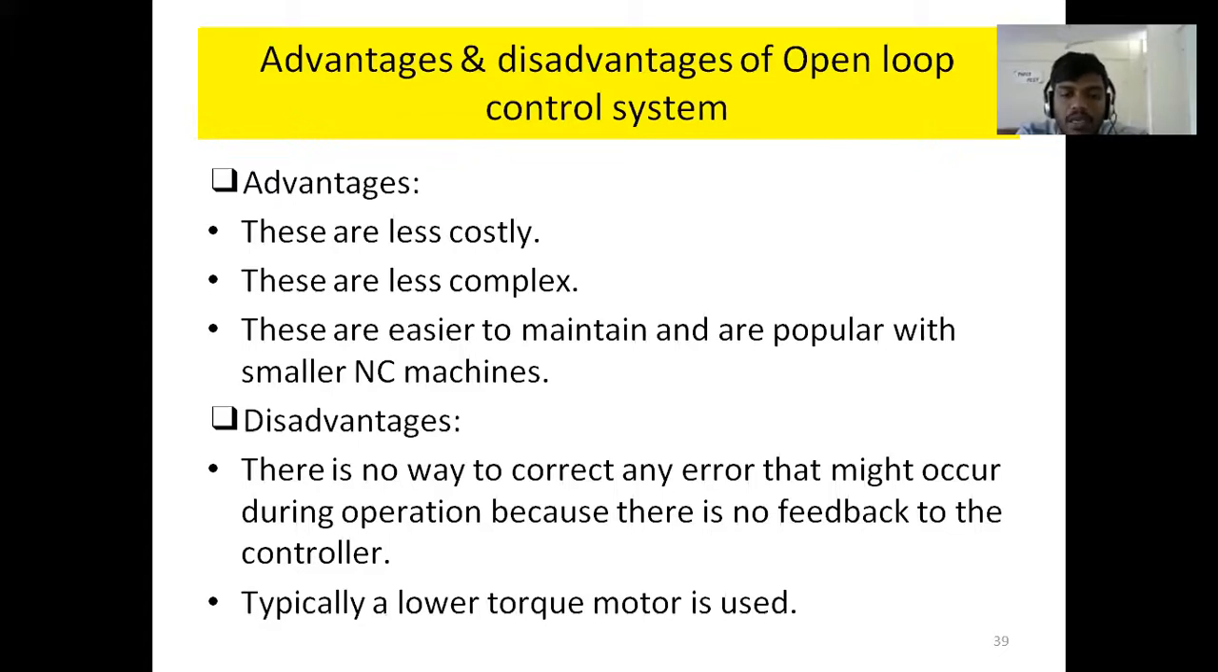Typically a lower torque motor is used. याचा डिसएडव्हान्टेजेस काय आहे की लोअर टॉर्क असणारी मोटर ही यूज करावी लागते. ठीक आहे, ह्या सिस्टीमचे हे तोटे आहेत आणि ह्याचे हे फायदे आहेत. कशाचे? ओपन लूप कंट्रोल सिस्टीम.